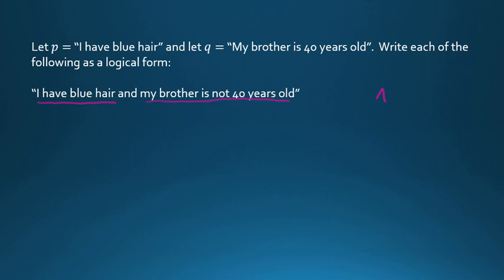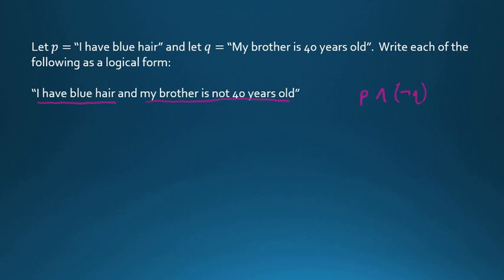Now, before the conjunction, I have blue hair. That is exactly what P is. So I have P and. Now here, this says my brother is not 40 years old. Well, Q was my brother is 40 years old. So what we have right here is not Q. So what I am going to be writing here is P and not Q.